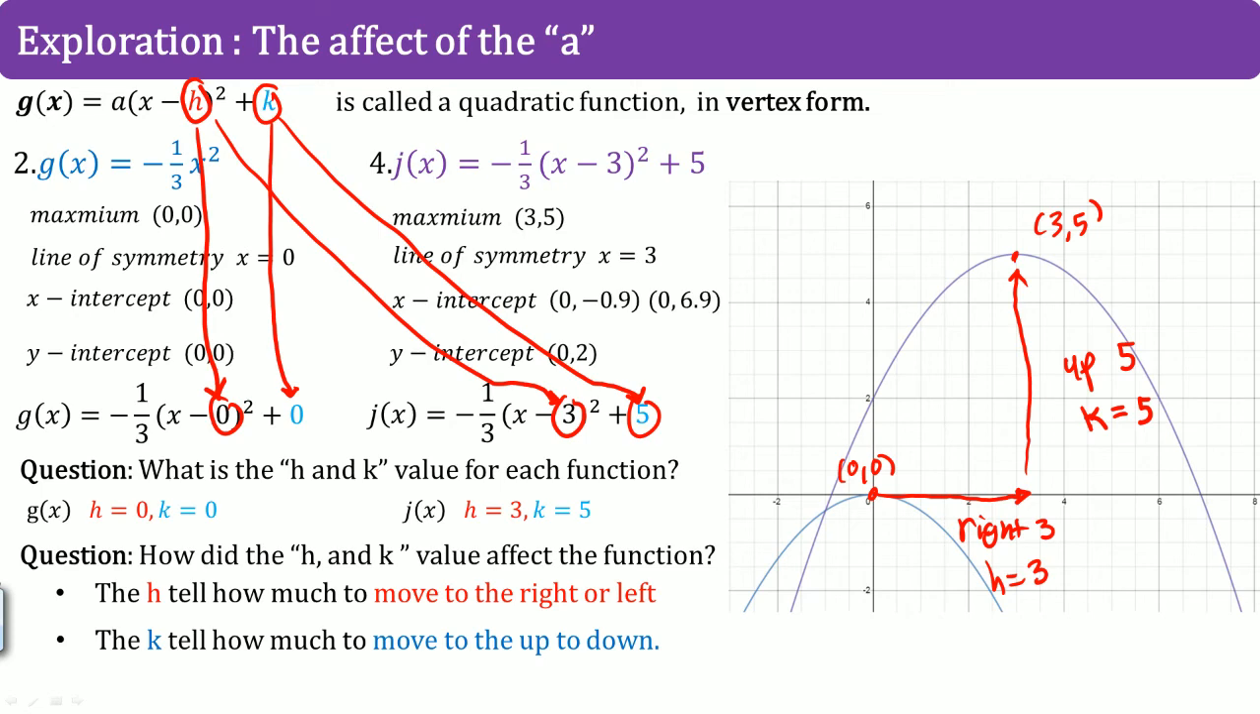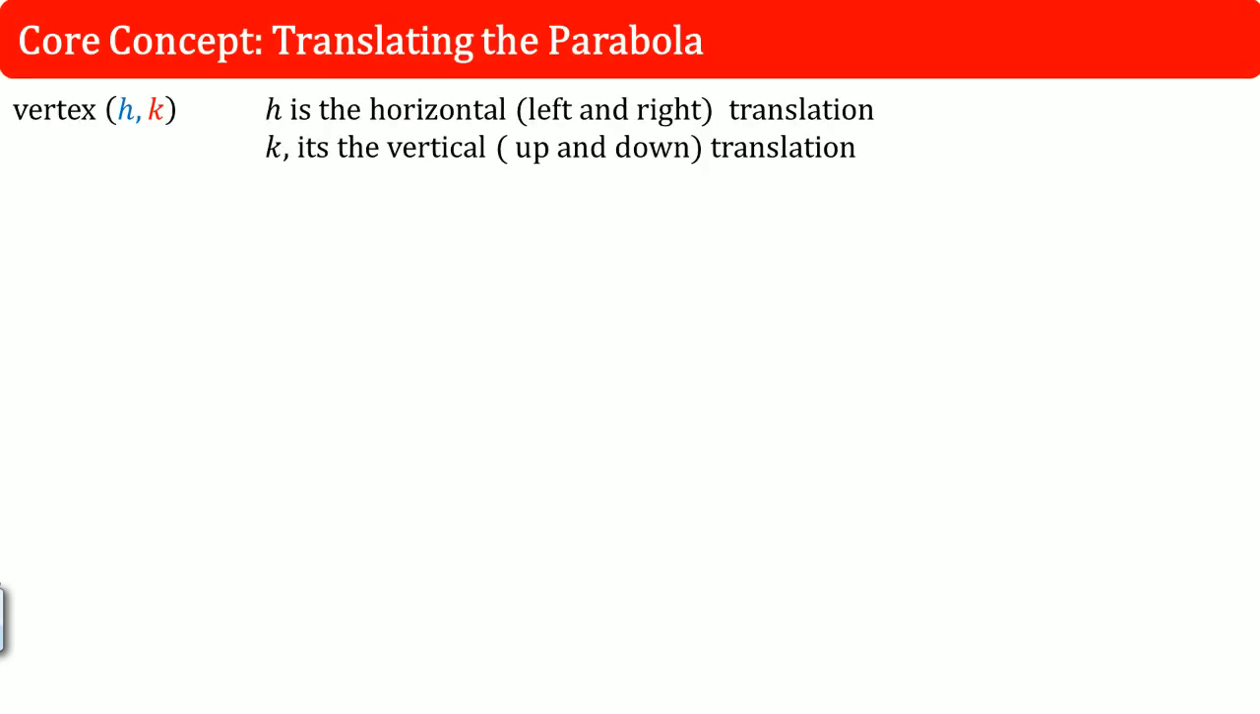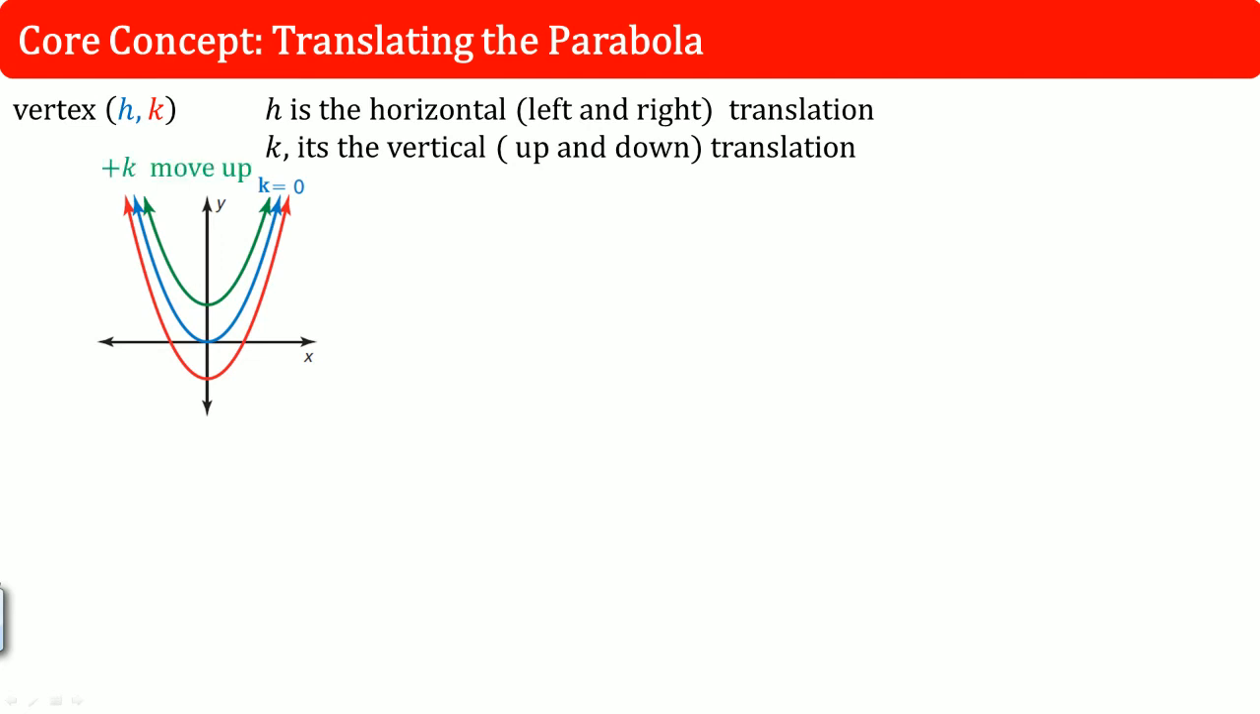This leads us to our core concept that we just discovered. The vertex, h and k. The best part here is that h can tell us how much we move in the horizontal direction, which means left and right, and the k tells us how much we're going up or down. So what I have here is the k. When k equals 0, it's the parent function, which is in blue. When we have positive k, it moves up, and when you have negative k, it moves down. This is your vertical shift, up and down vertically.